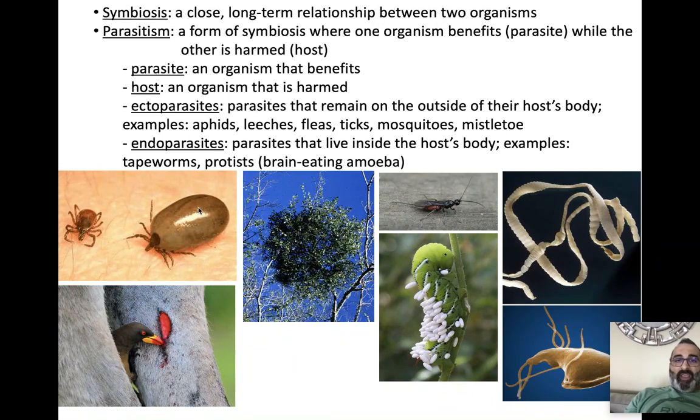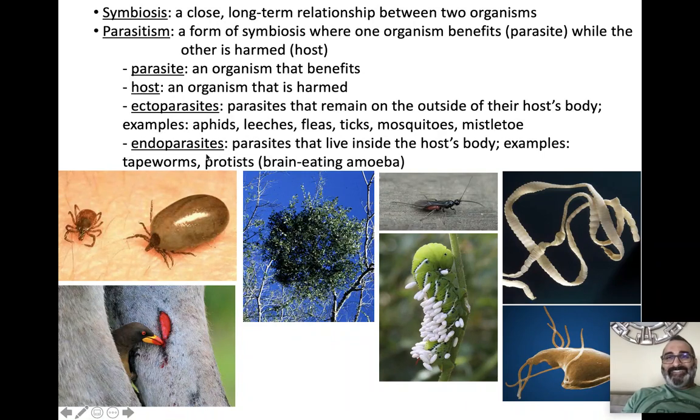All right. So aphids, things that grow on plants, things like that. Leeches are on the outside. Fleas and ticks are on the outside. Mosquitoes. Mistletoe. People don't realize mistletoe is a plant parasite. It's on the surface of the plant. We kiss, and we're supposed to kiss someone during Christmas when we're underneath the mistletoe, but it's a plant parasite. That doesn't make much sense to me, but that's the custom that people have gotten used to.